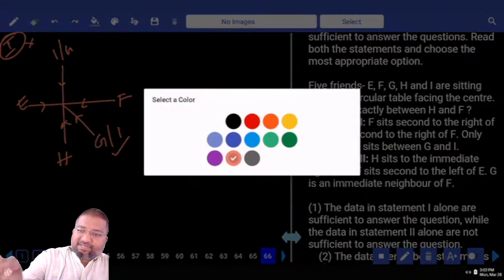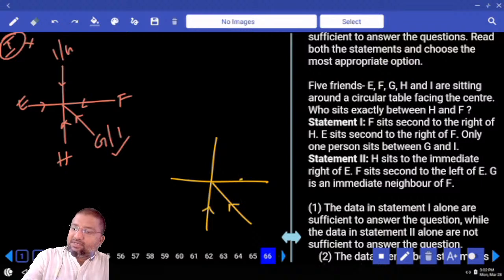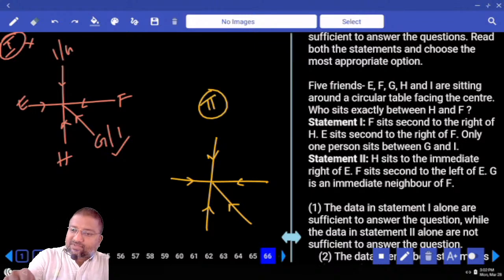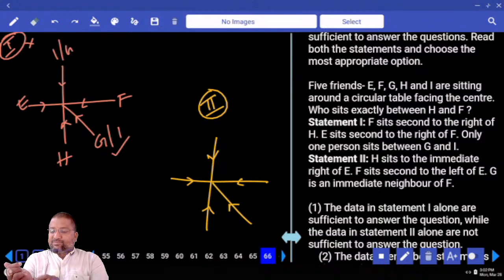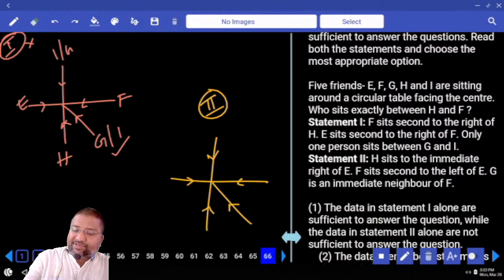Let's go for the data given in statement 2. According to statement 2, still we have 5 members sitting around the circular table and everyone is facing the center. You are supposed to find out who is sitting exactly between H and F. Exactly between in a circular arrangement means we are talking about the immediate neighbor. Yes or no? Okay. H sits to the immediate right of E. If this is E, immediate right of E is H.